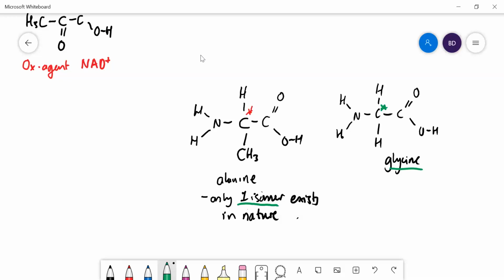So in biological systems, it's usually only one of the optical isomers which reacts, which is not the case in non-biological systems. Very often, you end up with a mixture of both isomers and they react in exactly the same way.